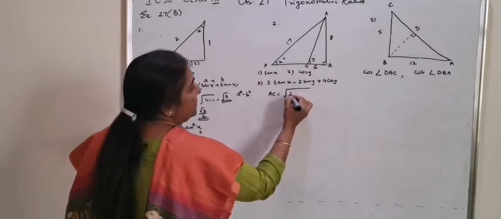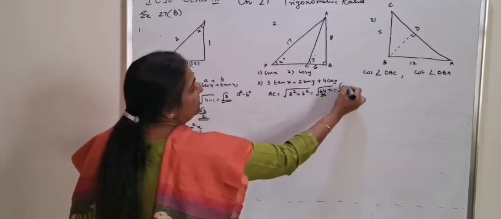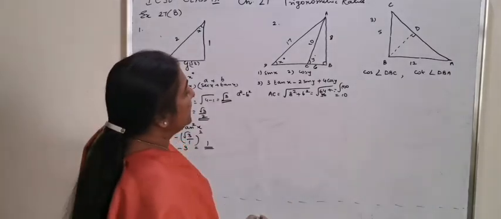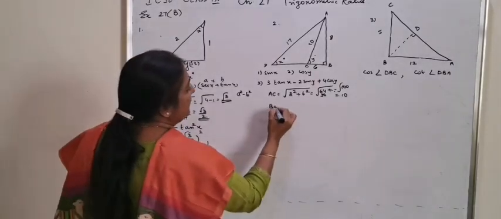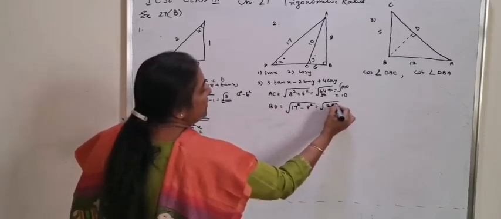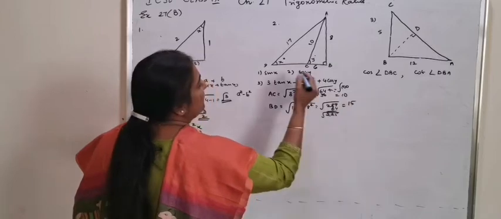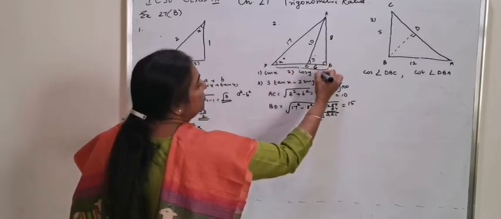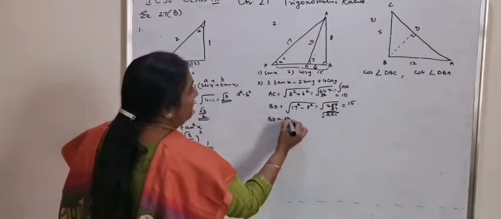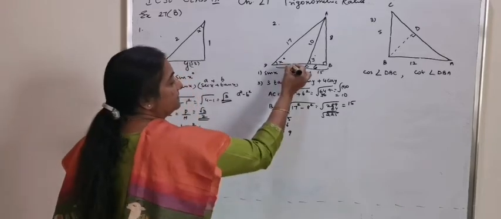AC is equal to the square root of 8 squared plus 6 squared, 64 plus 36, square root of 100, which is equal to 10. Now, in the bigger triangle, you need to get the length of BD. That is, BD is equal to the square root of 17 squared minus 8 squared, 289 minus 64, it is 225, square root of 225 is 15. That is, the total length is 15, and if BD is 15, BC is 6, immediately the CD length is 9.